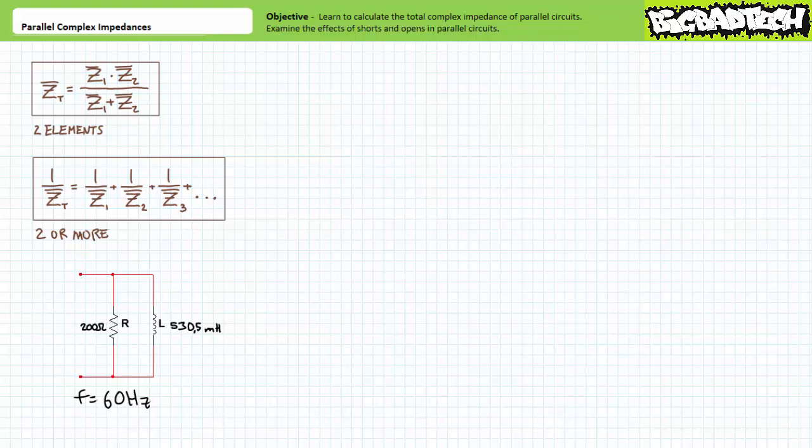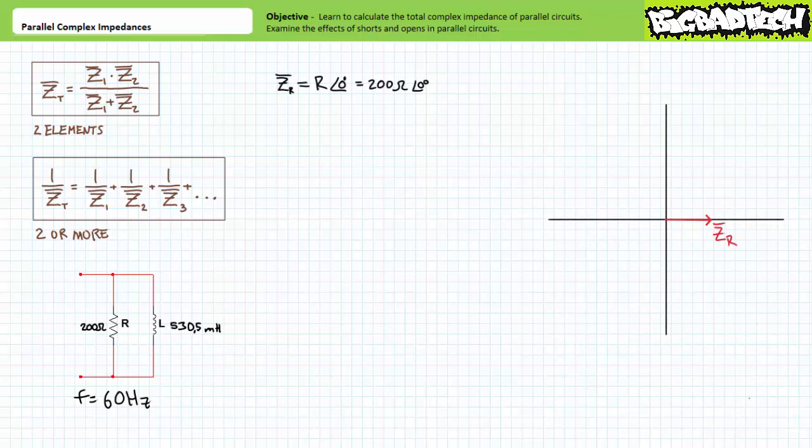Consider the parallel or side-by-side relationship of a 200 ohm resistor and a 530.5 millihenry inductor subjected to sinusoidal AC voltage with a frequency of 60 Hz. We need to convert these individual components to complex impedances and then calculate the total impedance using one of our two available methods. Because this is an arrangement of only two elements, the logical choice of methods is the quick and dirty method. The 200 ohm resistor is a complex impedance of 200 ohms at an angle of 0.